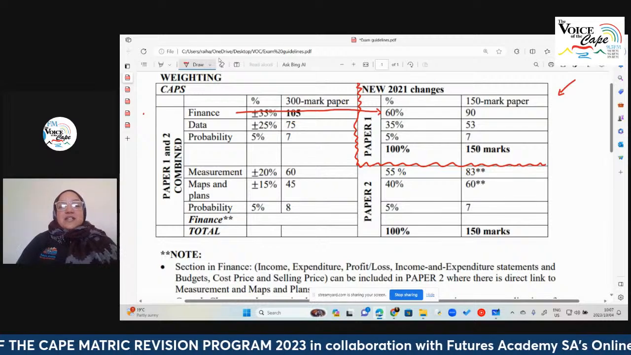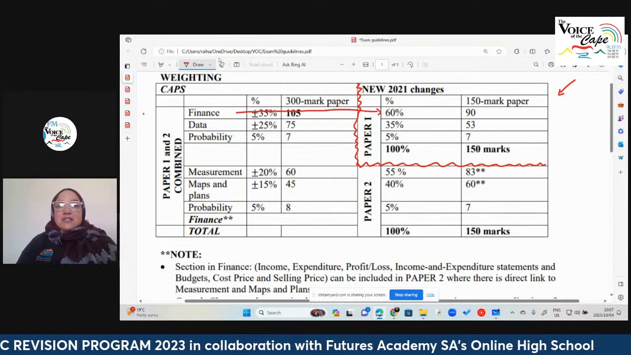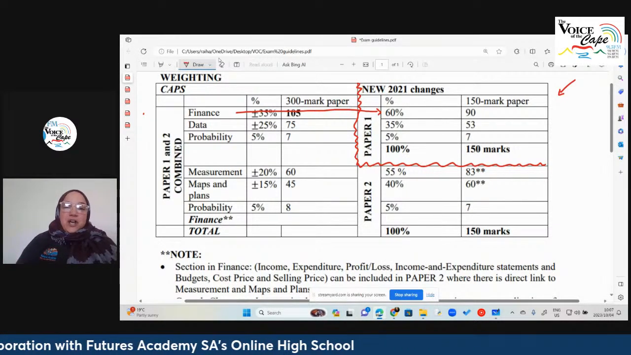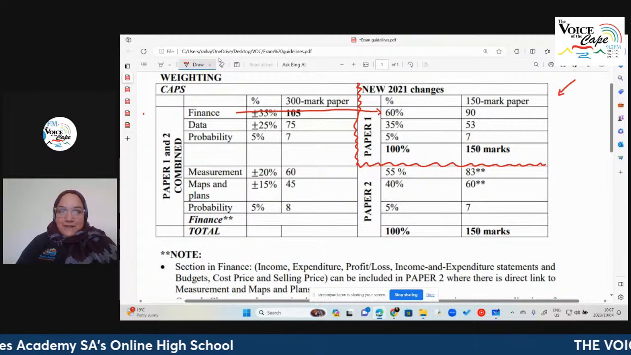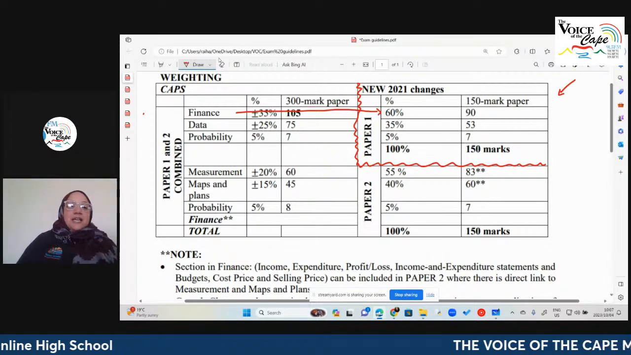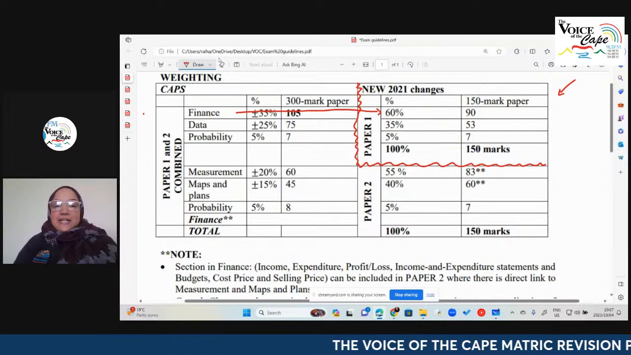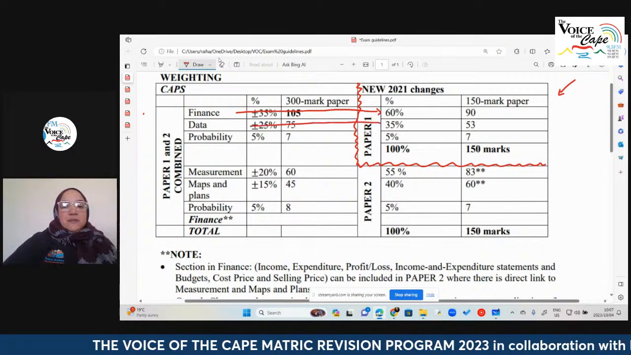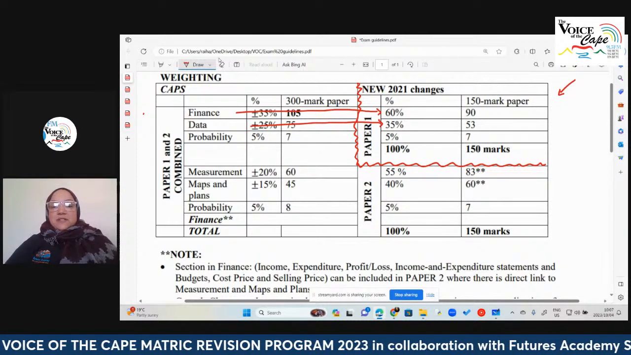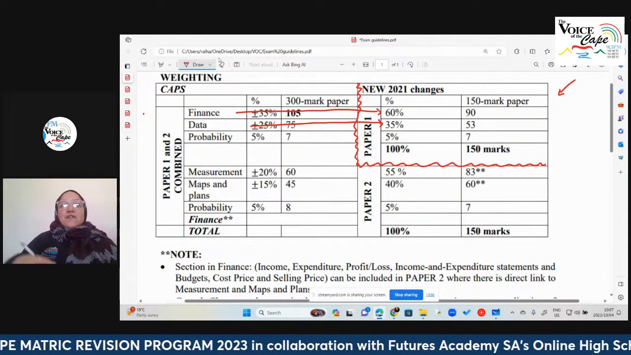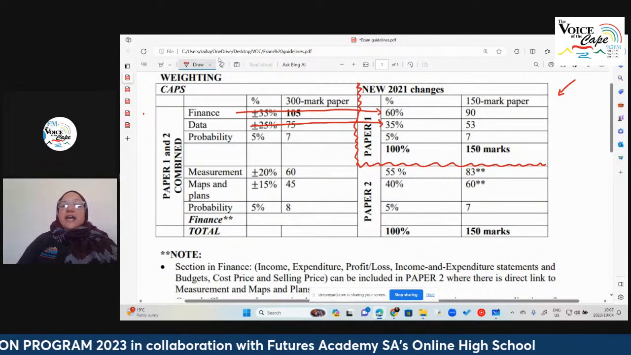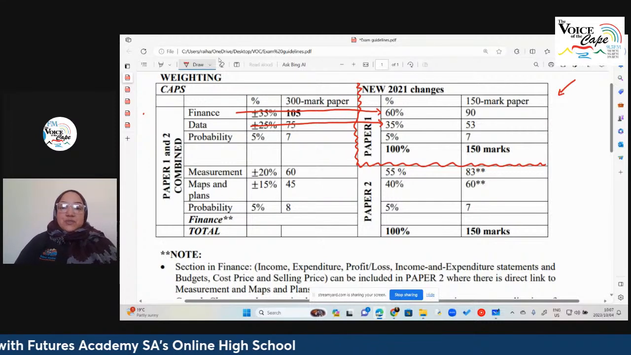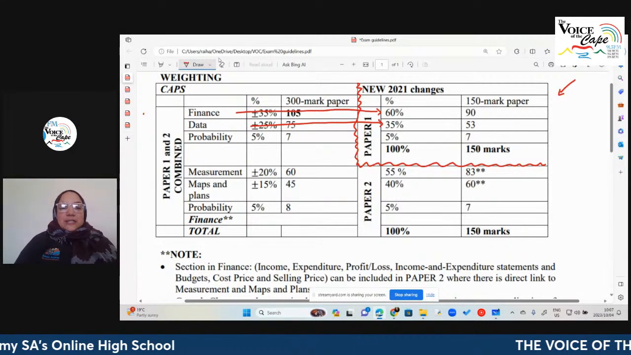So I know 60% for those of you who struggle with the finance, it's a daunting number, but actually it makes sense because a whole chunk of our year was just learning finance. Okay. And then the second section is your data handling. So this is 35% of your paper, which accounts for about 53 marks in the paper. Okay. And that's your bar graphs, histograms, pie charts, analyzing data, mean, mode, median, all those sorts of things. Okay. That's our data handling.